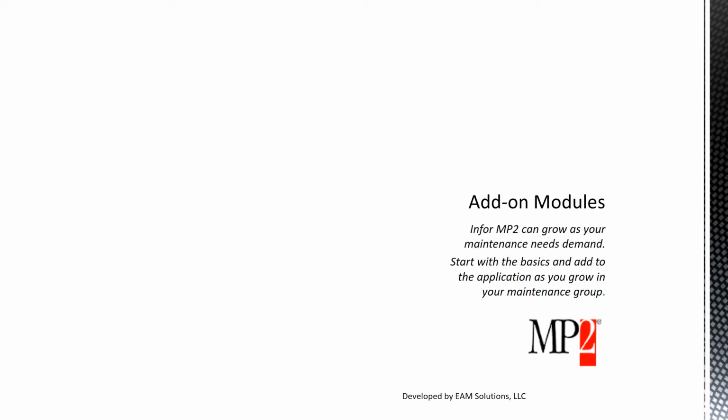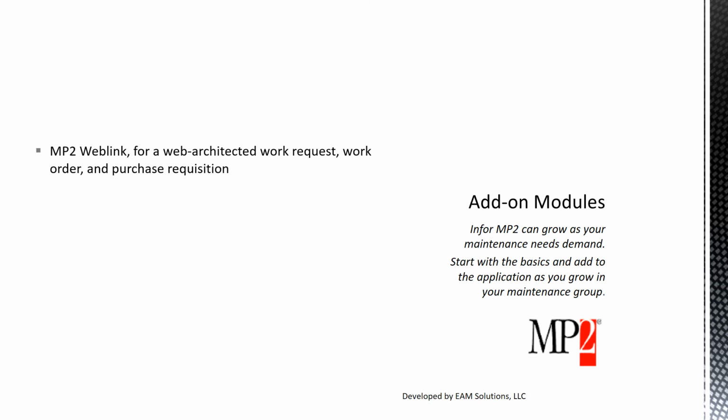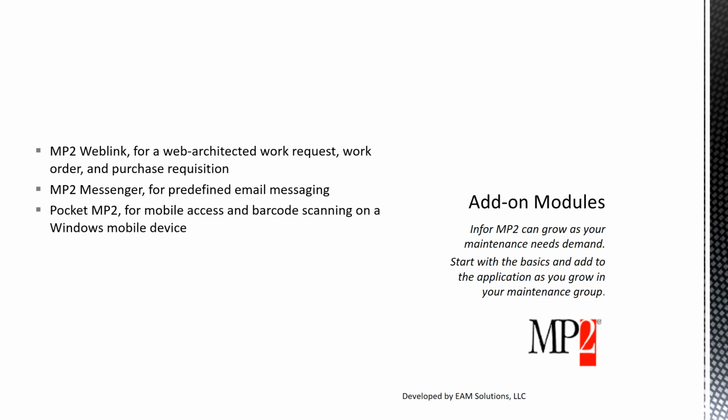Infor MP2 can also grow with your organization. Add-on modules include MP2 WebLink, a web-architected tool for creating and tracking work requests, work orders, and purchase requisitions. MP2 Messenger for releasing predefined email messages through your mail server. Pocket MP2 for mobile work orders, inventory management, and meter data collection on a Windows mobile device, and barcode generation for creating and printing barcode labels.